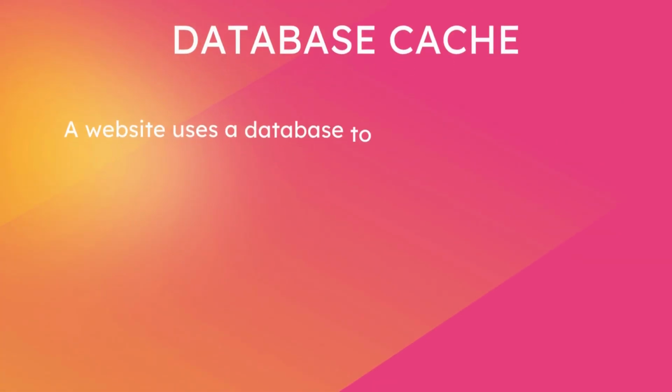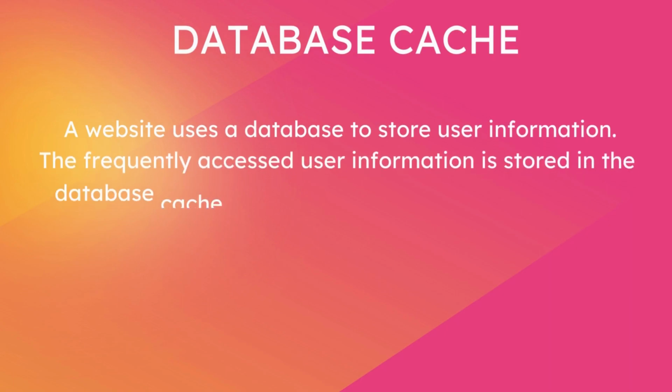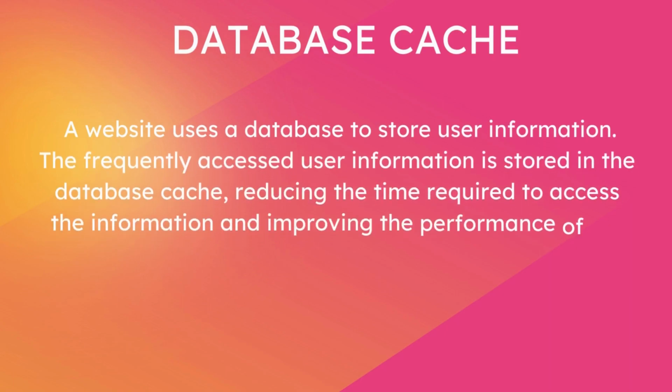Okay, so what's a good example for this one? A website uses a database to store user information. The frequently accessed user information is stored in the database cache, reducing the time required to access the information, improving the performance of the website and the database as well.